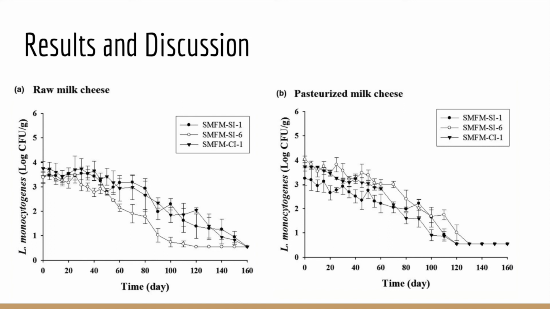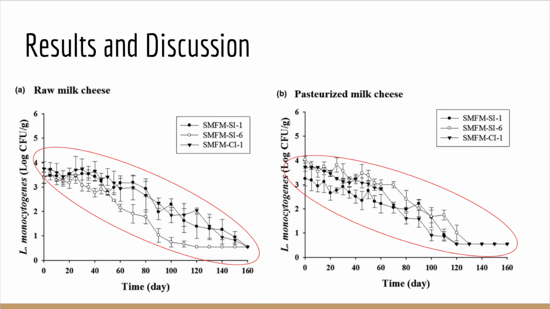So with that, let's look at some results. So these results here show the presence of the different strains of Listeria monocytogenes on both the raw and the pasteurized milk cheeses throughout the ripening process. As seen with the red circles in these graphs, both the raw milk and the pasteurized milk cheeses have a decreased CFU per gram of Listeria monocytogenes over the ripening period.